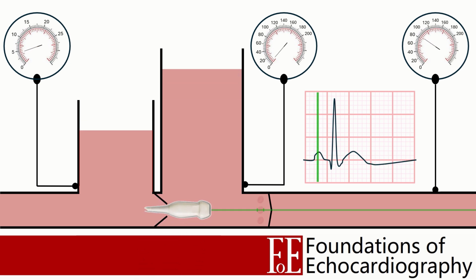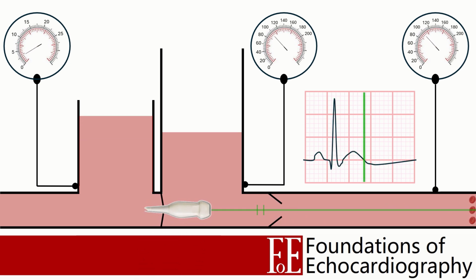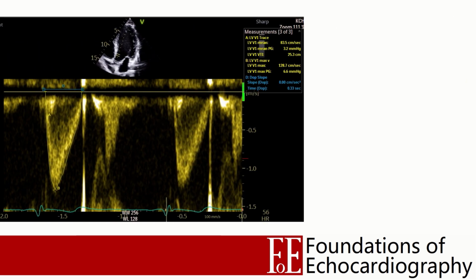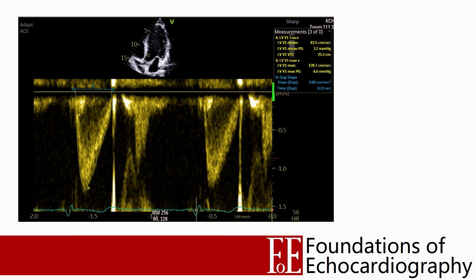The pulsed wave Doppler graph that we obtain tells us the speed of the blood as it moves through the sample volume. We can see that the blood speeds up to a maximum velocity and then slows back down, ceasing when the aortic valve closes. Distance is the product of speed and time.